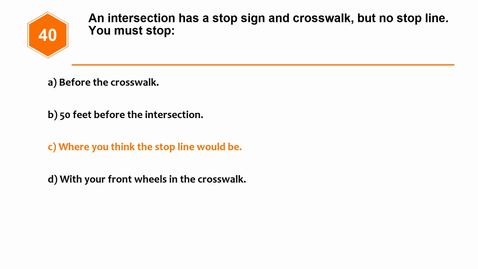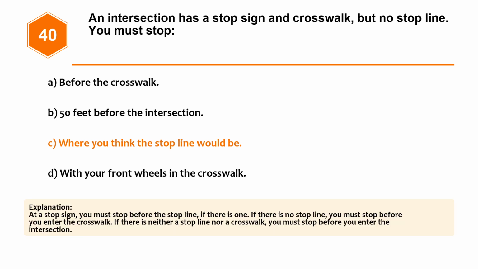The correct answer is option C, where you think the stop line would be. Explanation. His stop sign. You must stop before the stop line, if there is one. If there is no stop line, you must stop before you enter the crosswalk. If there is neither a stop line nor a crosswalk, you must stop before you enter the intersection.